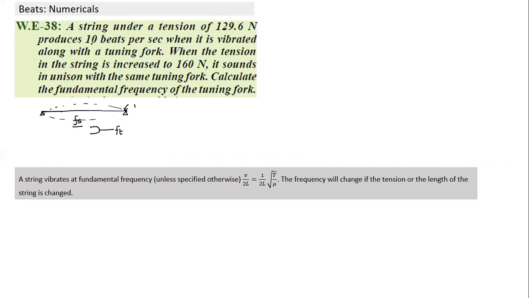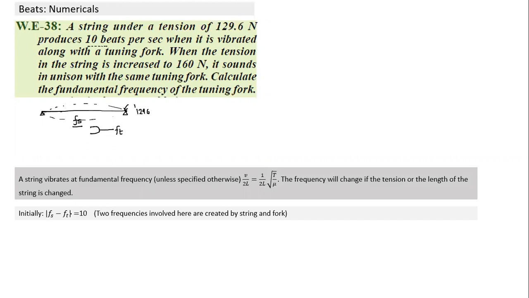And if we observe 10 beats, what is the meaning of this statement? Can we summarize this statement? When the tension was 129.6, the string had this fundamental frequency. And if the beat frequency is 10, it means the difference in these two frequencies is equal to 10. This is the first part of the statement. The difference is 10.